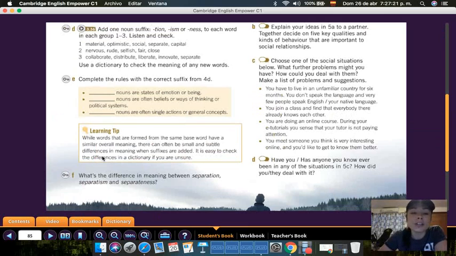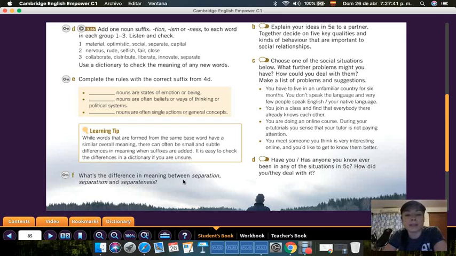It is easy to check the differences in the dictionary if you are unsure. When you check in the dictionary, there's a part that's going to tell you if it's a noun, a verb, or an adverb. That way you will know the difference. So always keep a dictionary on hand, or on your phone where you can also download a dictionary.